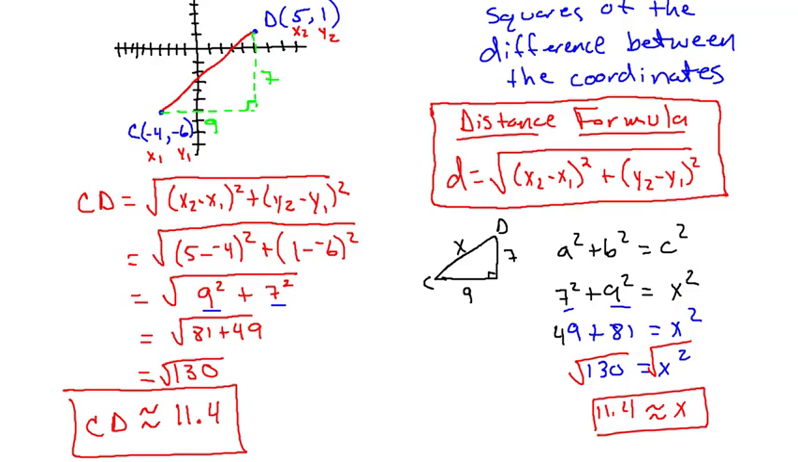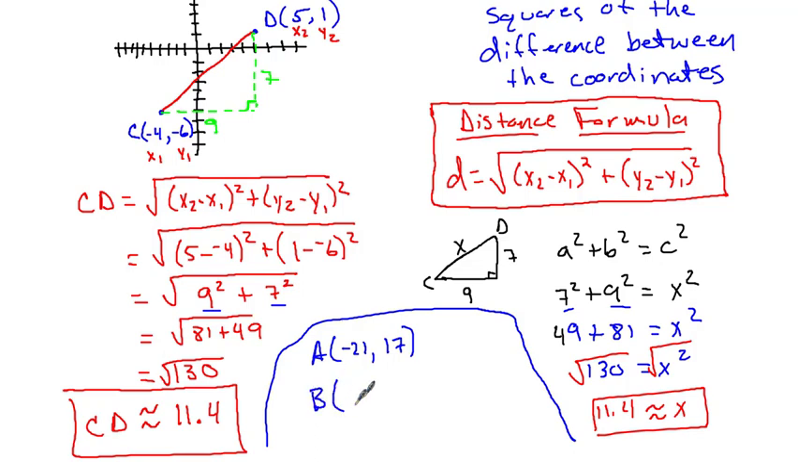Now you might say, why in the world would I want to do this stupid formula when I can just do the Pythagorean theorem? Well, that's a good question, because in this picture you probably easily could have done the Pythagorean theorem. But imagine that you were just given 2 points. This isn't really part of this problem, but say point A is negative 21 comma 17 and point B is 31.2 comma negative 33, and it says find AB.